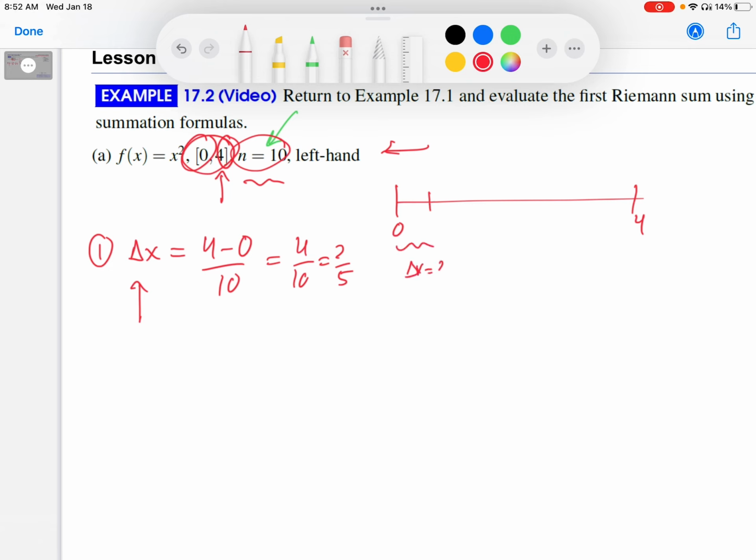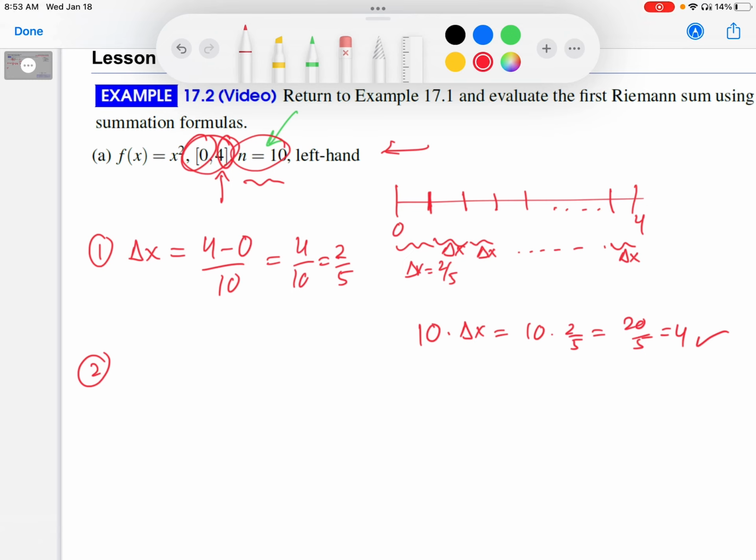All right, so this is delta x equals 2/5, and that's the first right endpoint of this first subinterval. And then we'll go another 2/5, another 2/5, another 2/5, and then end up at 4 after we do 10 of these, right? And we can verify that 10 times delta x is 10 times 2/5, which is 20 over 5, which is 4. Check. So there are 10 delta x's in here, all the way down to this last one. Okay, so delta x is 2/5. Next thing we do to calculate a left-hand Riemann sum is we calculate the x sub i.